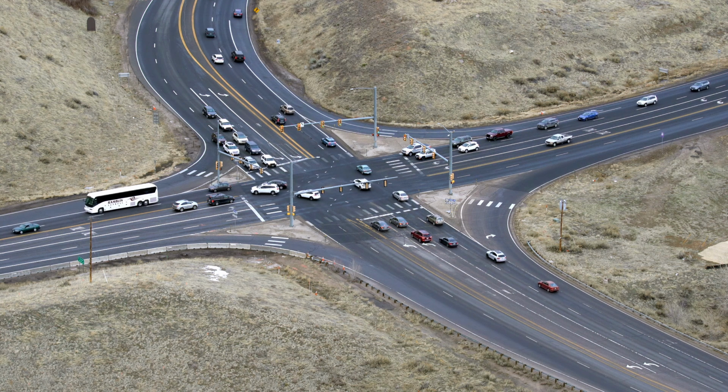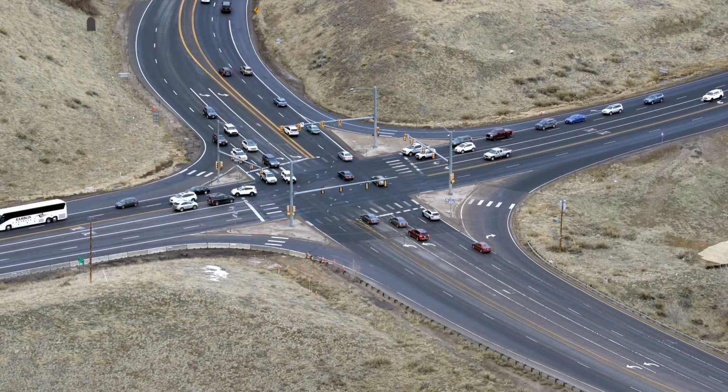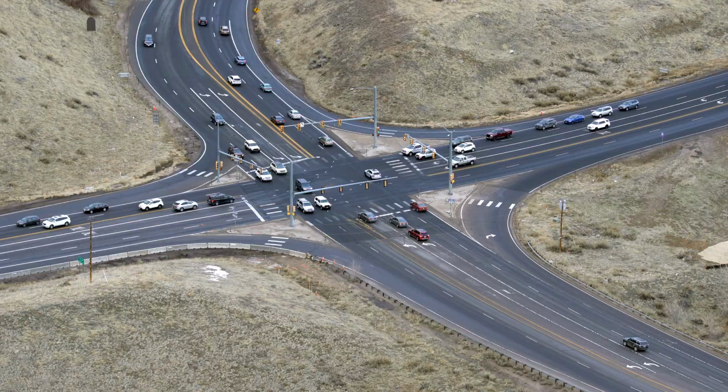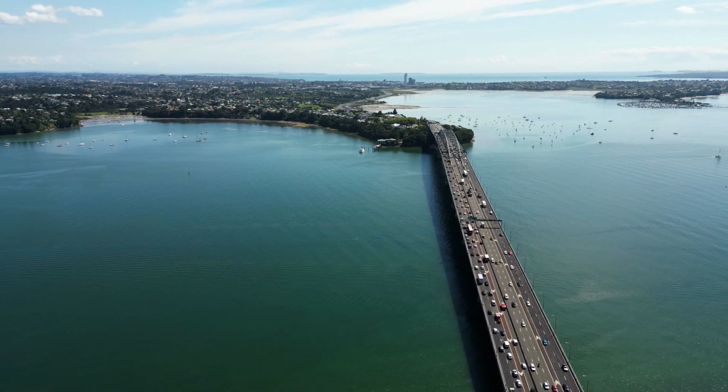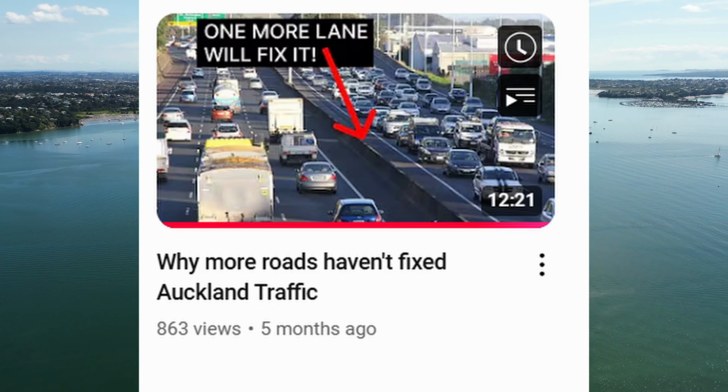Now for the negatives of cars, the first of which is a pretty obvious one, and that is the traffic that comes with them. Traffic is unfortunately a big problem in many cities around the world, including here in Auckland, which I've made a whole video about.